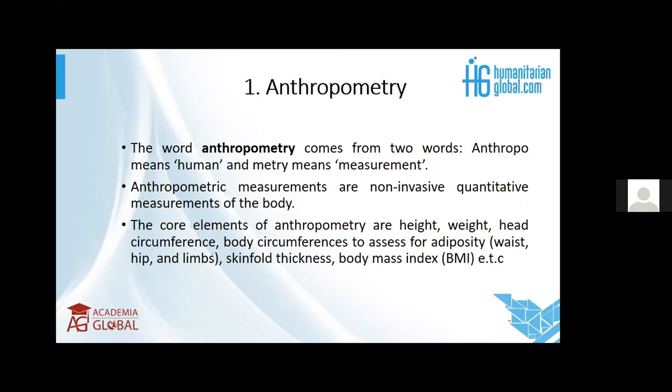Now, the most common anthropometric measurements that we take are the height and length of humans, their weight, how heavy they are, their head circumference, their body circumferences, such as waist and hips, their skin fold thickness, their body mass index. All these methods, we are going to discuss them.